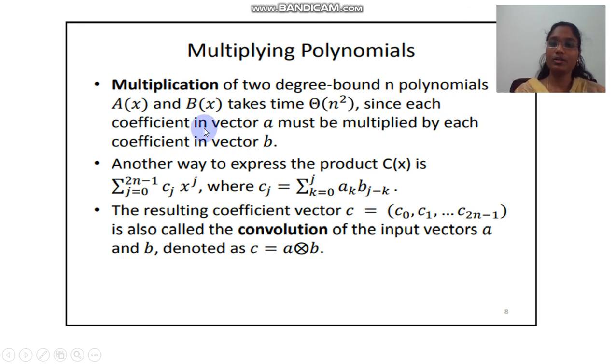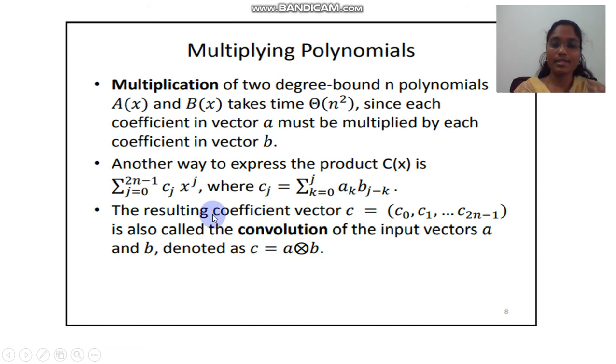The multiplication of two degree bound n polynomials will take theta of n square time, since we are multiplying each coefficient in vector A with each coefficient in vector B. The general form that we have written is the sum from j equals 0 to 2n minus 1 of cj x power j. This is the product value. Actually that cj is the sum of ak into bj minus k. Taking the first coefficient, we multiply with all the coefficients in the b vector. Then when k is equal to 1, the second coefficient with all the coefficients in the b vector.